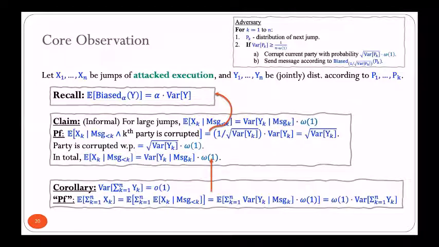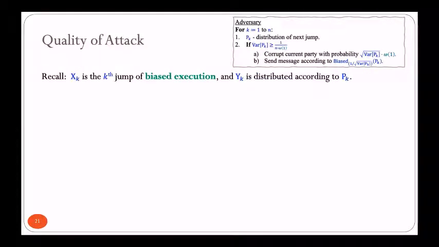So just to reiterate, we showed that the variance of the sum over the jumps, if they were sampled honestly but conditioned on the attacked history, is little o of 1. And really, I just want to say again that this object of yk is very weird, but it plays a very important role in this analysis. Okay, so now we want to show the quality of the attack.